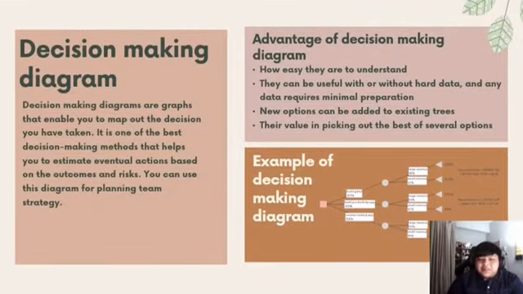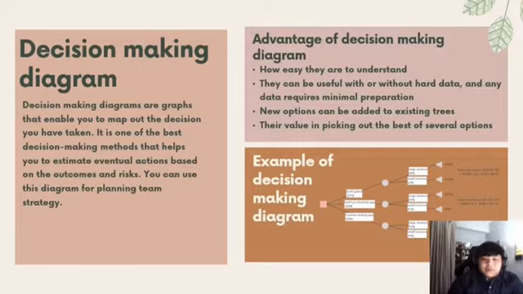Next is the decision-making diagram. Decision-making diagrams are graphs that enable you to map out the decision you have taken. It is one of the best decision-making methods that helps you to estimate eventual action based on the outcome and risk. You can use this diagram for planning team strategy. These are the advantages of the decision-making diagram.